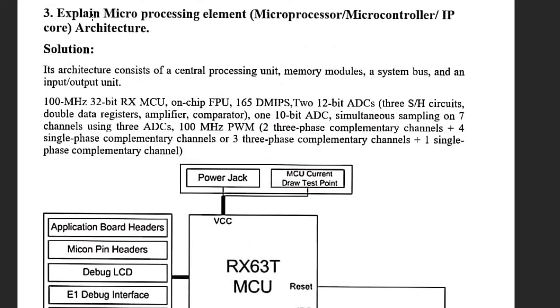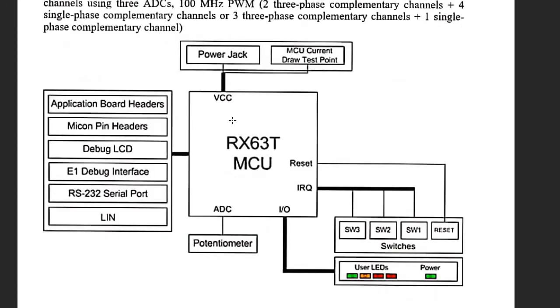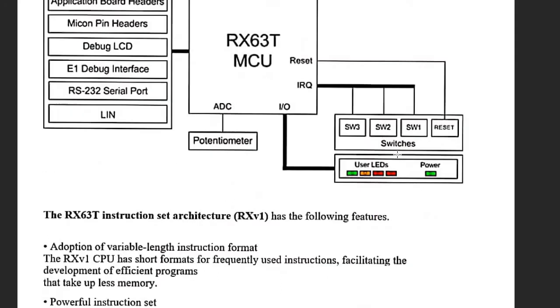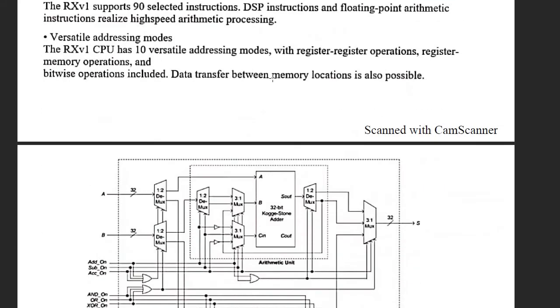And this shows the architecture part. So it consists of a central processing unit, memory modules, a system bus, and an input-output unit. And this is the microcontroller which I've chosen, and this is the block diagram. So I've already mentioned the instruction set architecture.